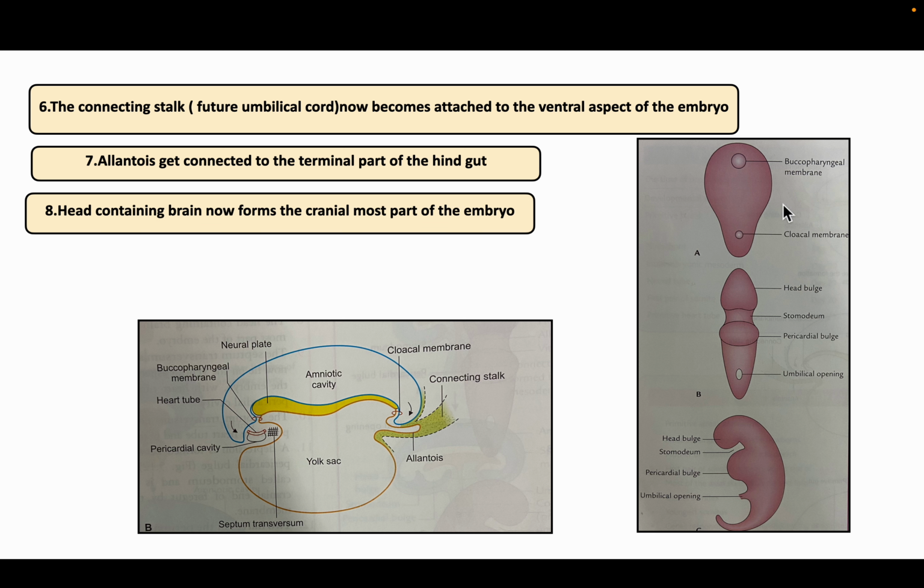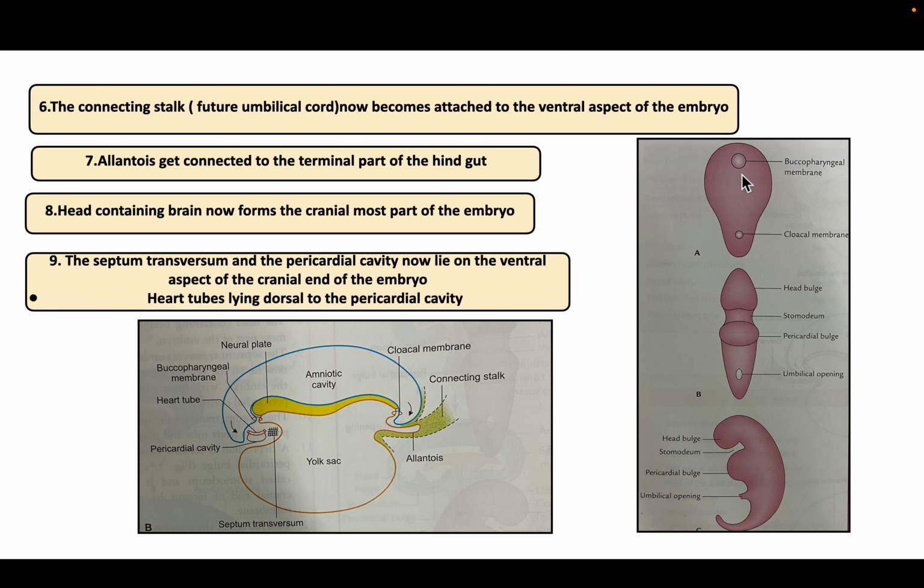Now the head containing the brain forms the cranial-most part of the embryo. The septum transversum and the pericardial cavity now lie on the ventral aspect of the cranial end of the embryo. The heart tubes lie dorsal to the pericardial cavity. Now this is the dorsal side on which the amniotic cavity is present. So these are the heart tubes, which are lying dorsal to this pericardial cavity.